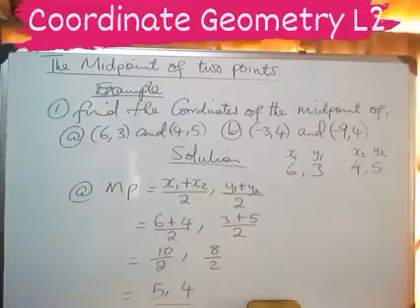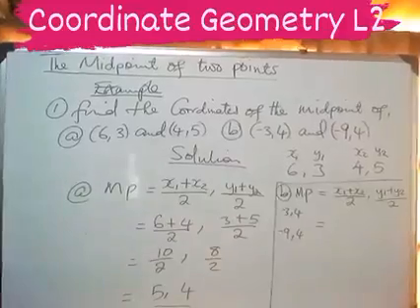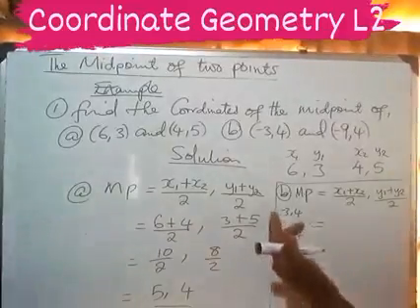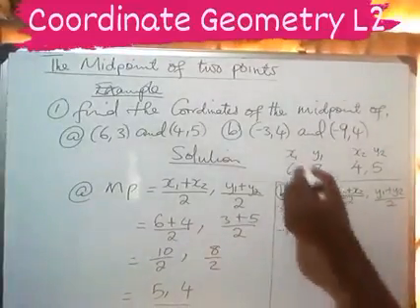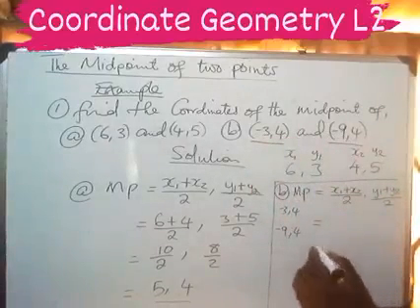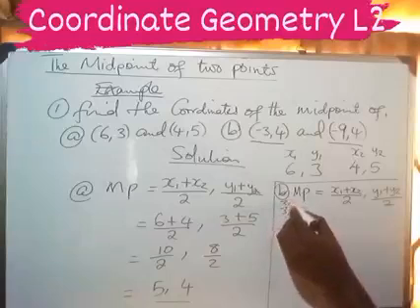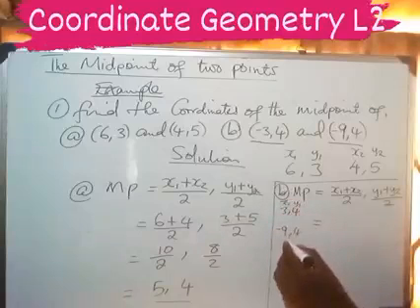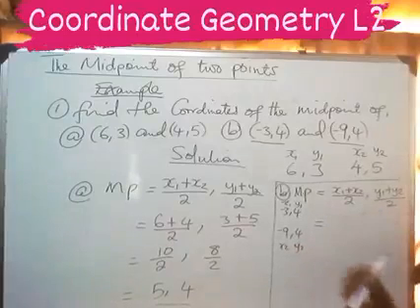Let's go to question number B. Our B, I have put it here. We have this coordinate and also this other coordinate. As usual, we name this one as our x1, our y1, we have our x2, our y2. Then now we substitute.